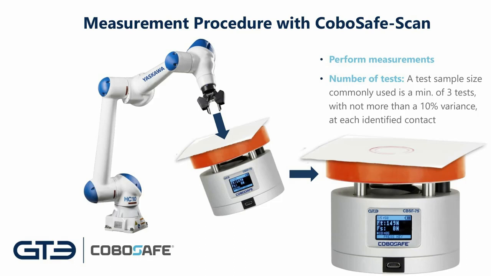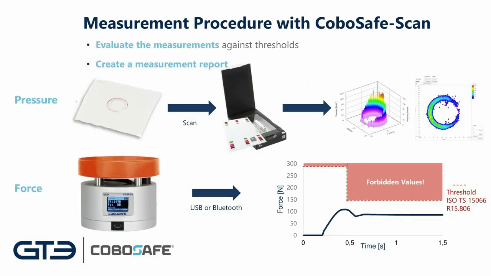Data transfer to software is done in 2 ways. To transfer the force values, you have to connect the device to the PC either via USB cable or via Bluetooth. In order to evaluate the pressure film, you have to place it on the scanner, and the software then determines the pressure distribution and the maximum pressure.